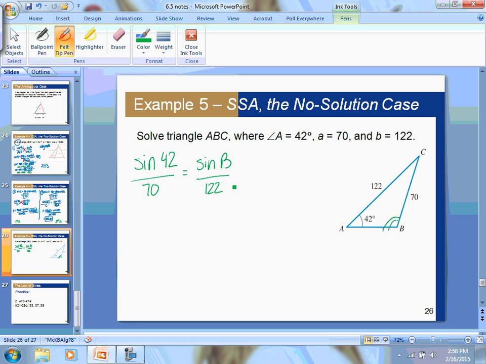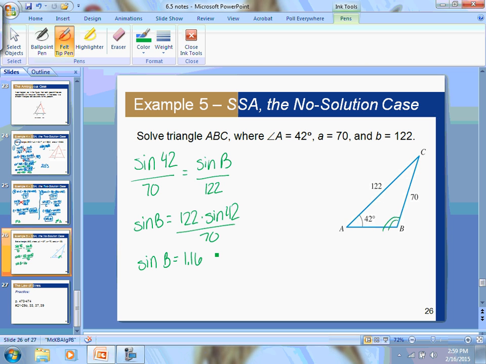Now I know for most of these examples it seems like we've been finding angle B. You won't always be finding angle B. Sometimes you might find angle C, or sometimes you might find angle A. It just depends on the information that's given to you. Okay? So now if I cross multiply and divide, sine B would be equal to 122 times the sine of 42 all over 70. So that decimal then is going to be 1.16.